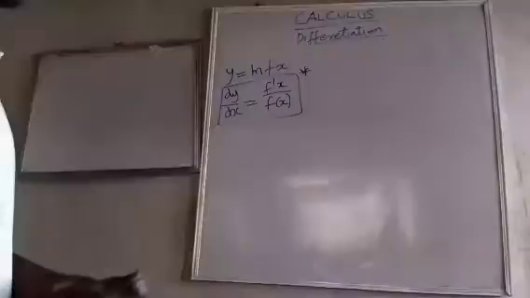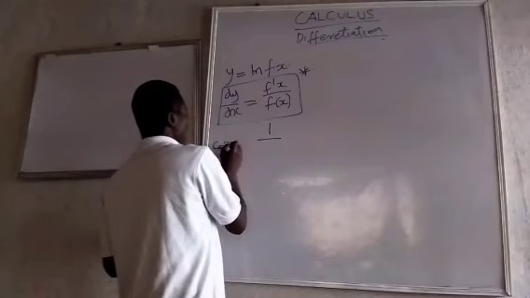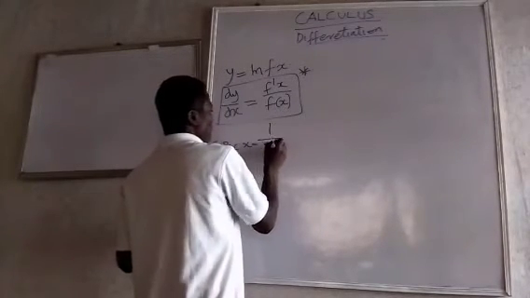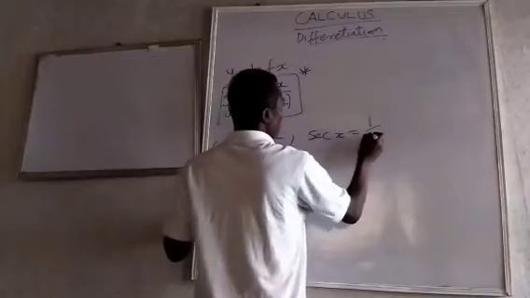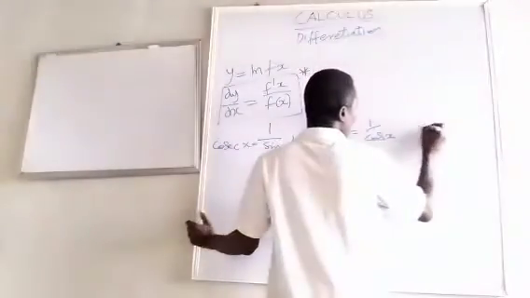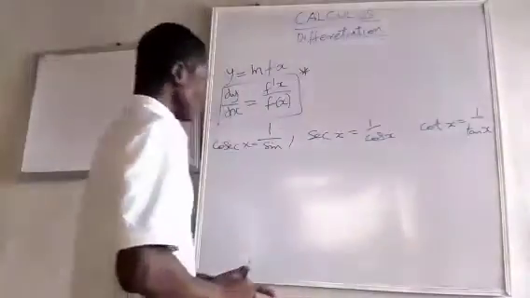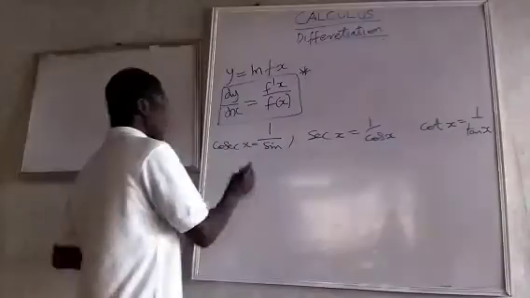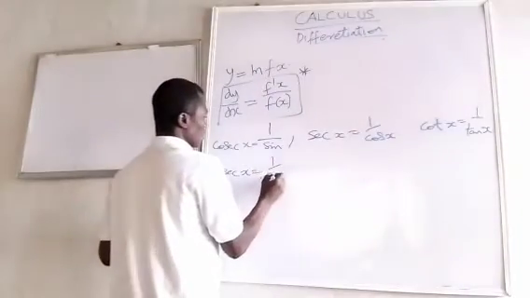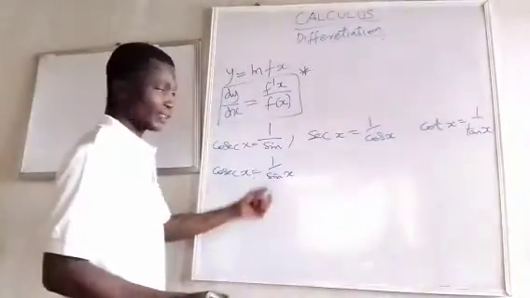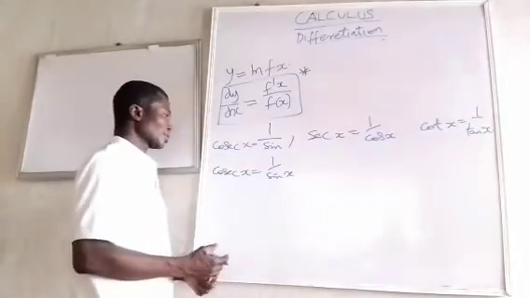I also like us to look for cosec, sec and then cot. Let's see how we can get this one. Let's start with this: 1 over sin x. If I want to differentiate this one, what do you think I should use? Let's use the quotient rule.